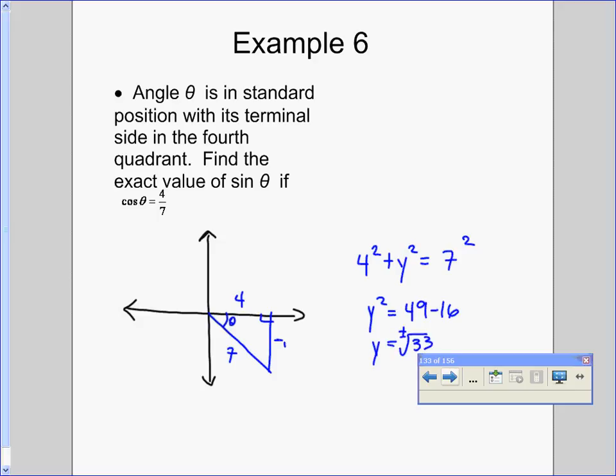And this time we get a negative root 33. Okay. And once we have that, then we can say that the sine is going to be our opposite over our hypotenuse.